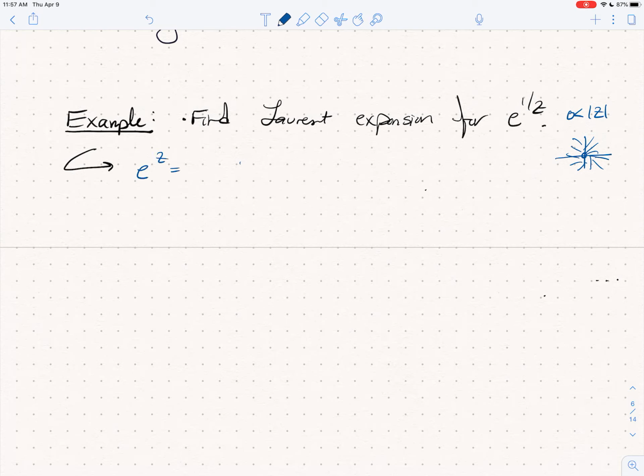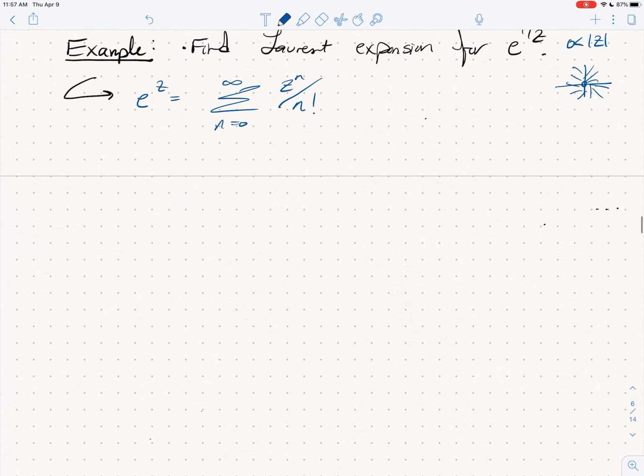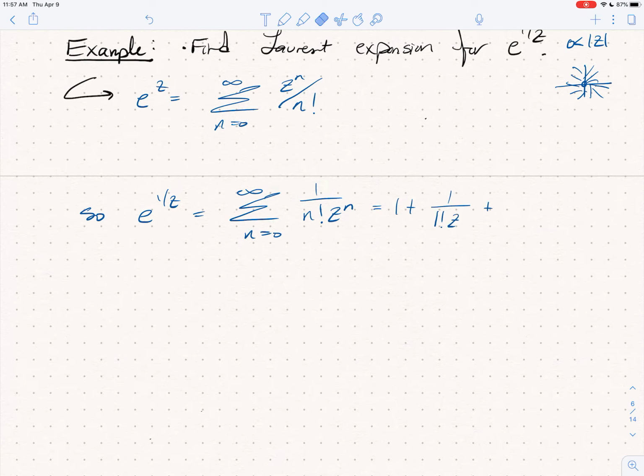So let's start with e to the z, right? We know e to the z has series expansion the sum from n equals 0 to infinity of z to the n over n factorial. Well, I'm just going to plug in a 1 over z. So e to the 1 over z is what? The sum from n equals 0 to infinity of 1 over n factorial times 1 over z to the n, and you can just put it downstairs.